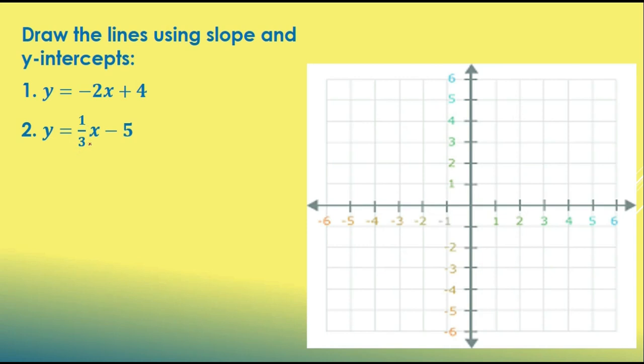y is equal to 1 over 3x minus 5. The slope m is 1 over 3, which is positive, so y is rising, and y-intercept is... Slope is 1 over 3, means 3 units change in x affects y 1 unit change, isn't it? 3 unit change in x.